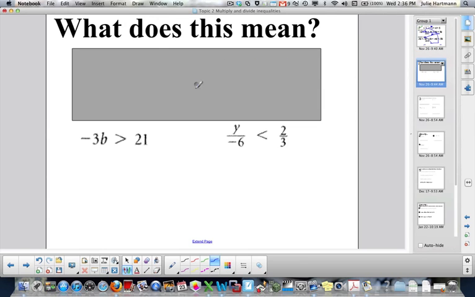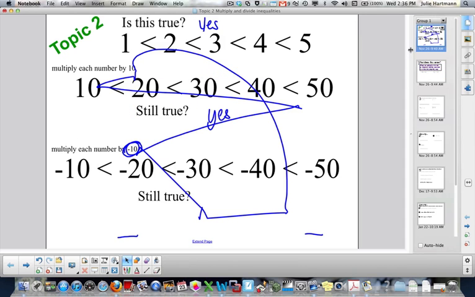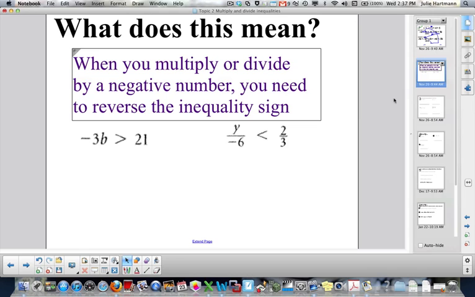All right, so what does this mean? When you multiply or divide by a negative number, you need to reverse the inequality sign. You saw that from the previous slide when we multiplied by negative 10. That's not true. But if we changed these to negative 10 is greater than negative 20, greater than negative 30, greater than negative 40, and greater than negative 50, that would be true. So when we multiply or divide by a negative number, you need to reverse the inequality.